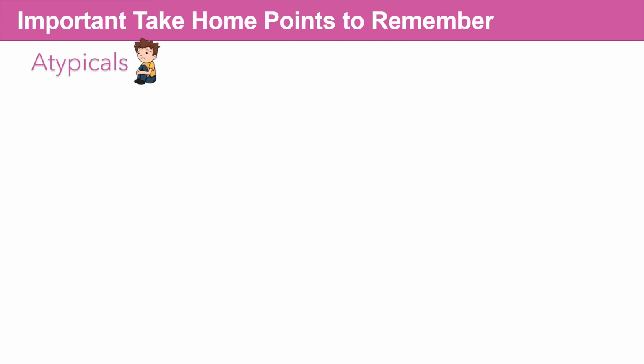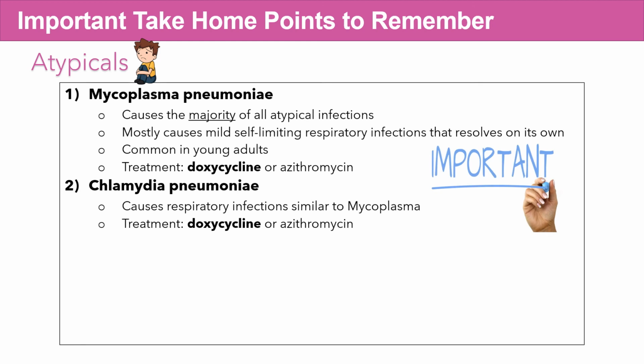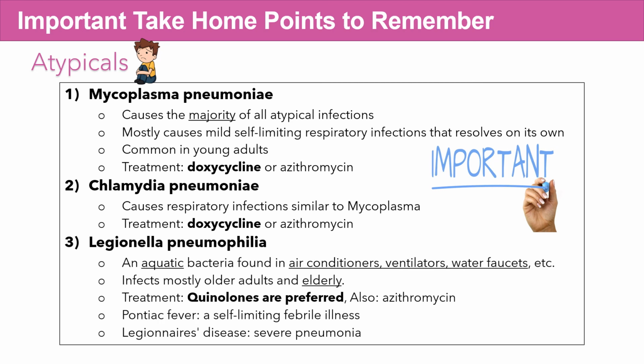The atypicals consist of 3 key bacteria. Mycoplasma pneumoniae causes the majority of all atypical infections. It mostly causes a mild self-limiting respiratory infection that resolves on its own, and it's common in young adults. Chlamydia pneumoniae also causes respiratory infections. It's very similar to Mycoplasma. The treatment of both is doxycycline. Azithromycin can be used alternatively.